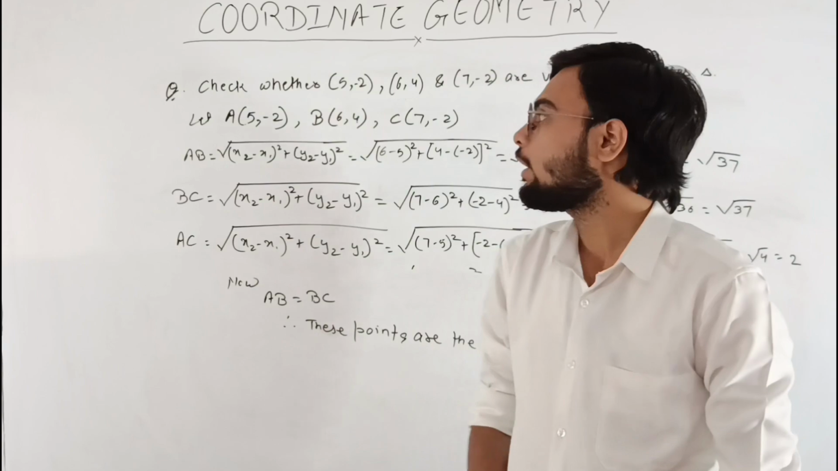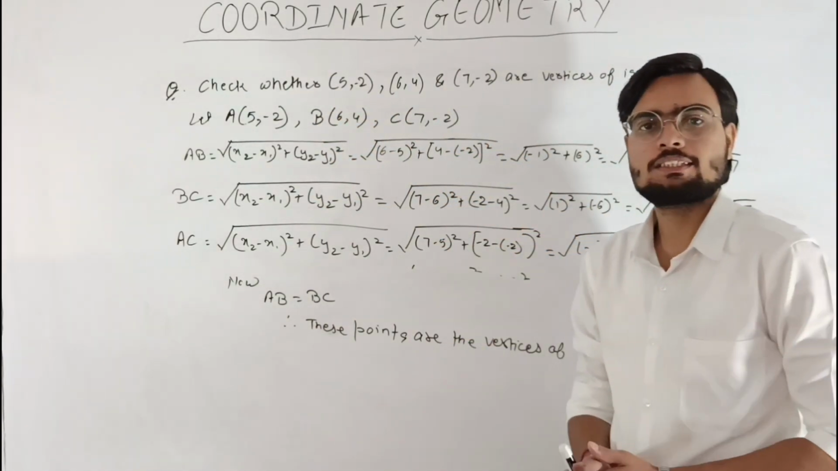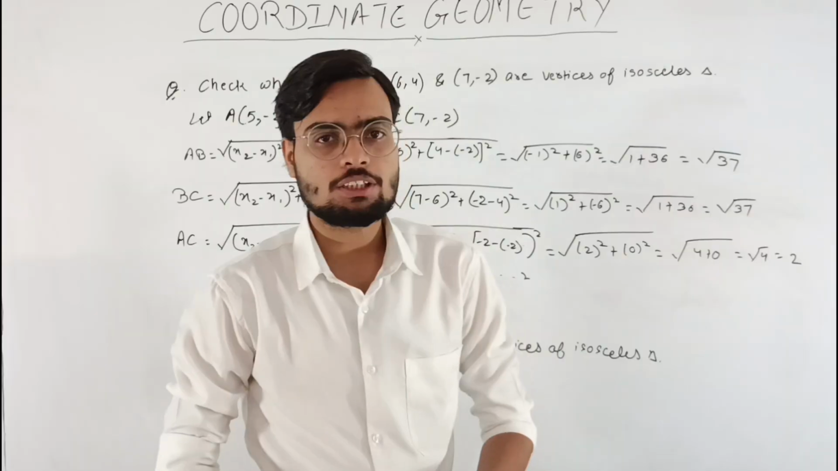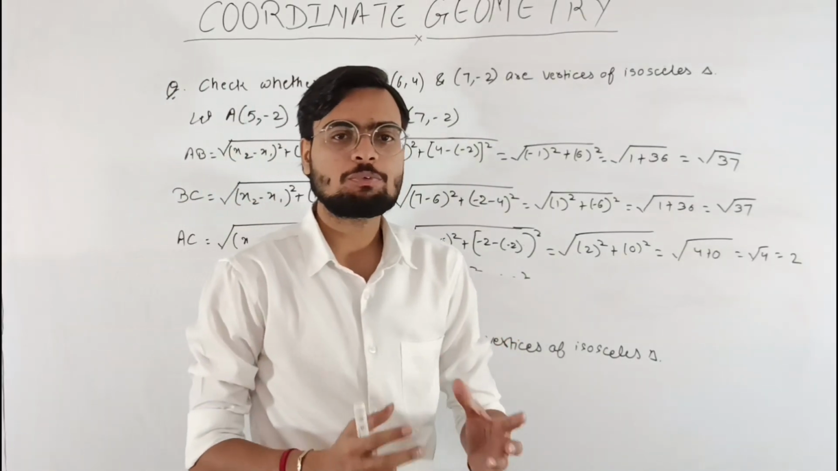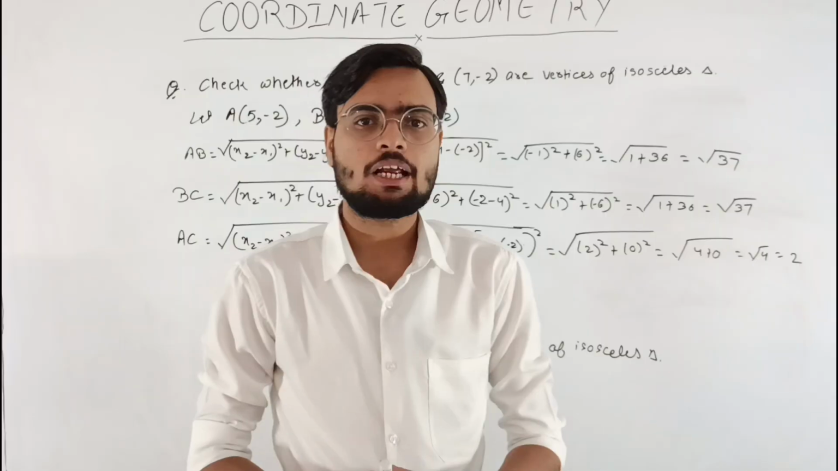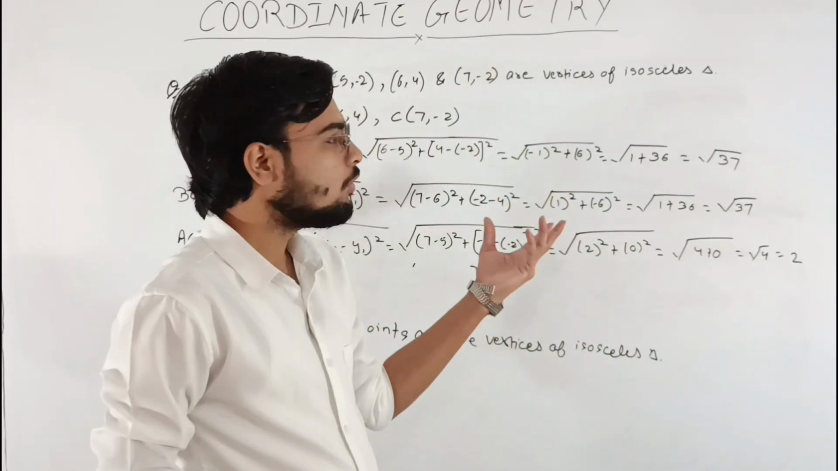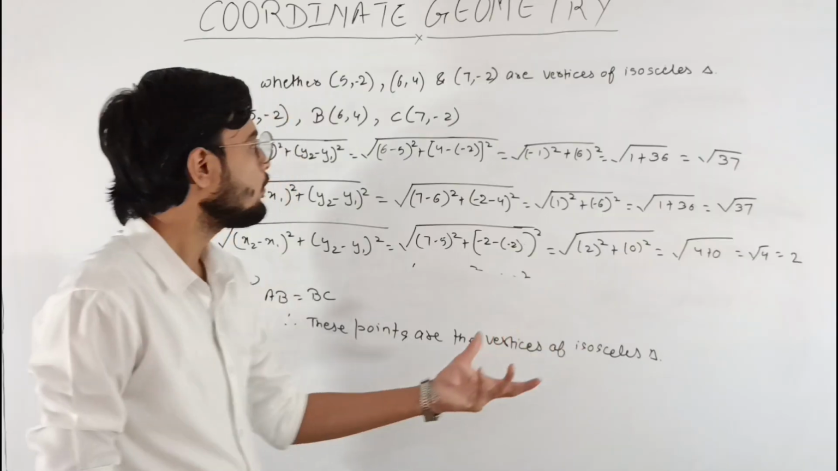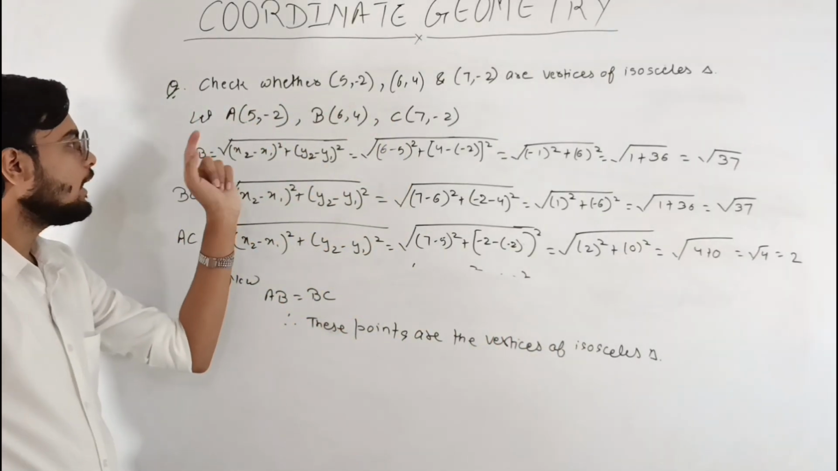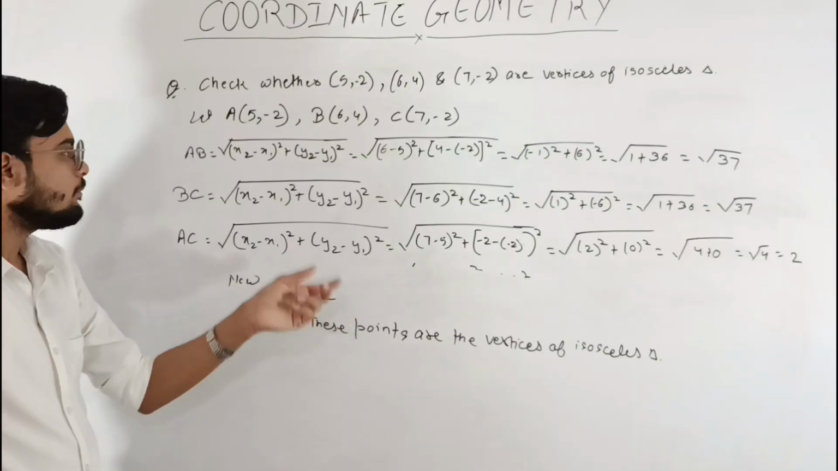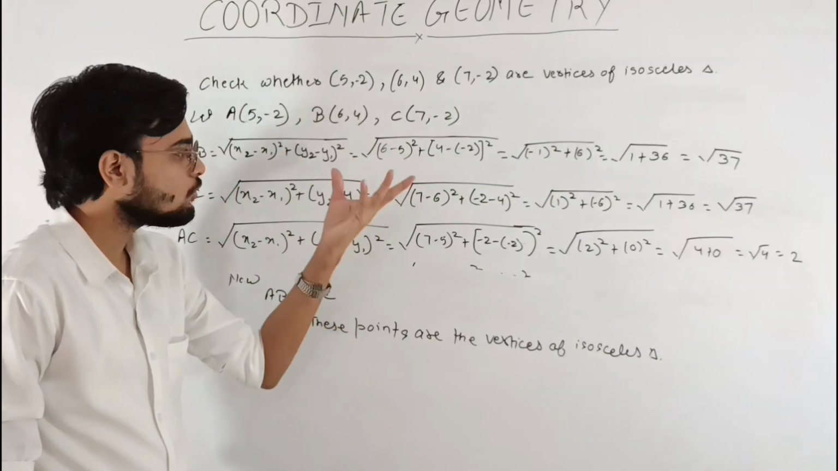We have given 3 points, which are (5, 2), (6, 4) and (7, minus 2). We have to find whether these 3 points are the vertices of an isosceles triangle or not. So first we see what an isosceles triangle is. When two sides of a triangle are equal or two angles of a triangle are equal, then we say this triangle is an isosceles triangle. So in this question, we don't have data about angles. We have data about sides. So we have 3 points, we name them A, B and C. If the distance between any 2 points is equal, then we say that yes, this is the vertices of an isosceles triangle.